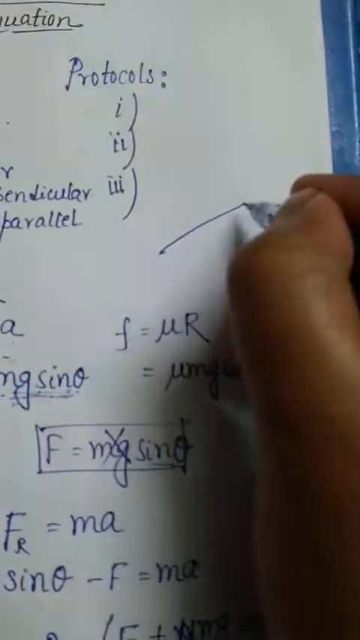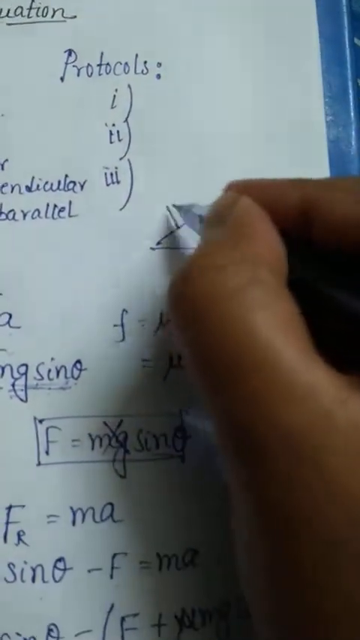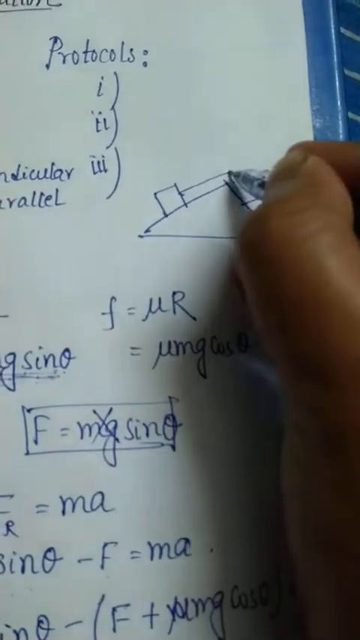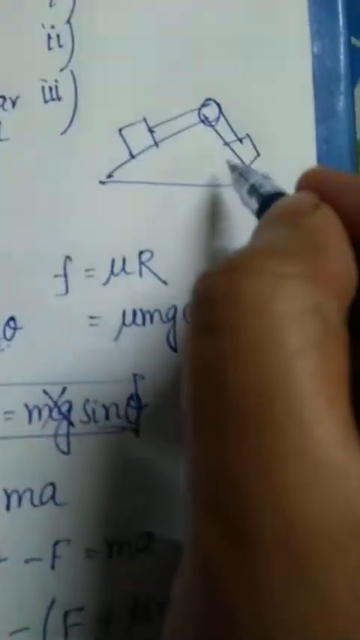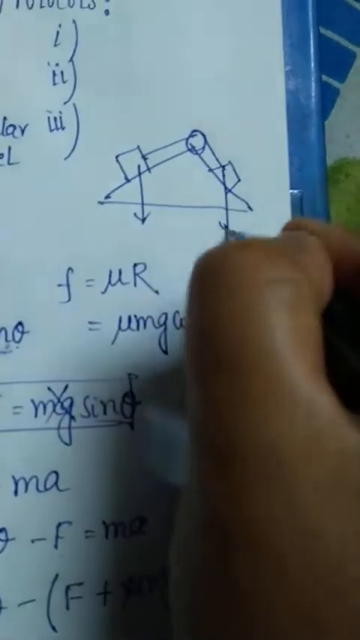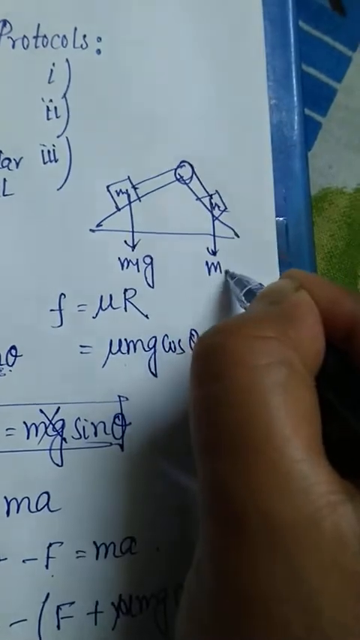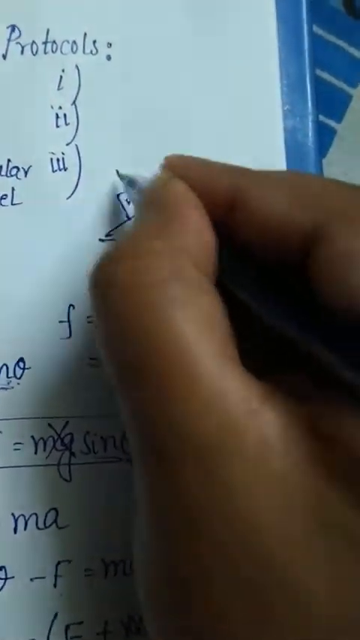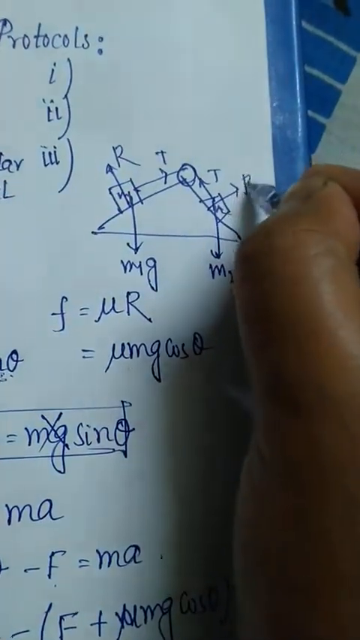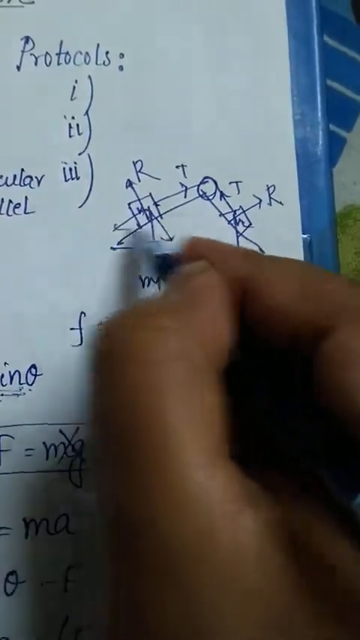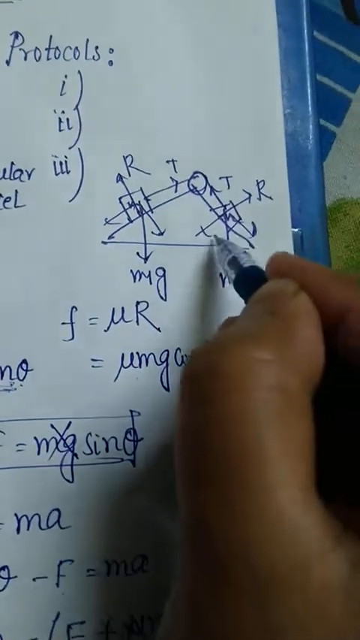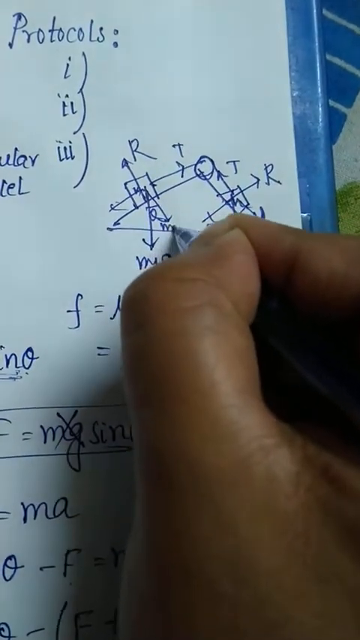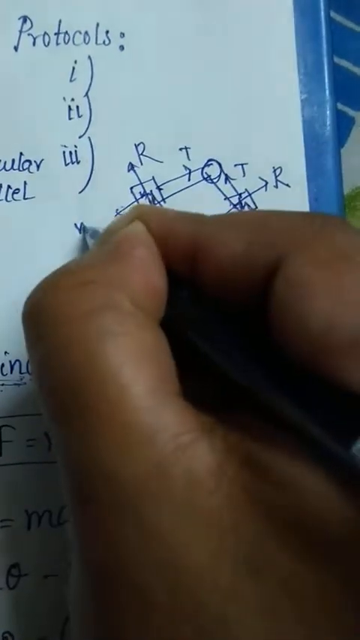Look at this. This is another popular problem. Let's say this is an object, this is another object, and they are connected by a pulley along this direction. Let's say this is m1, this is m2. So m1g will act along this direction, m2g along this direction, T along this direction, R along this direction. So just divide them into components, very easy, and two equations will be here. If it is theta, it will be m1g cos theta, and this will be m1g sin theta.